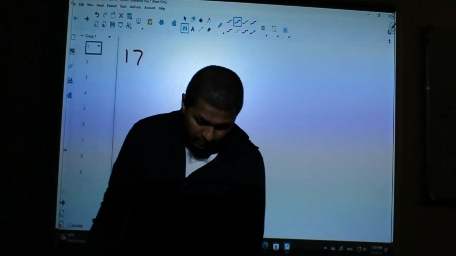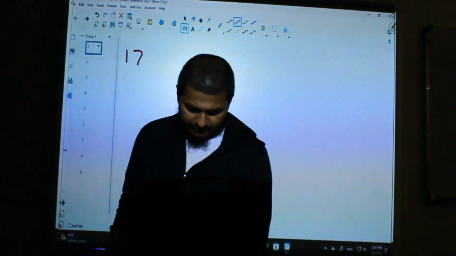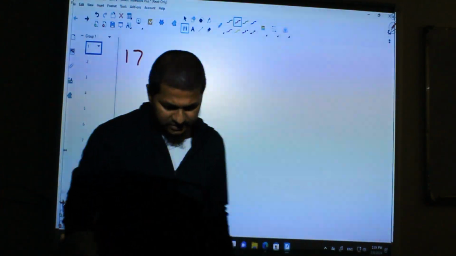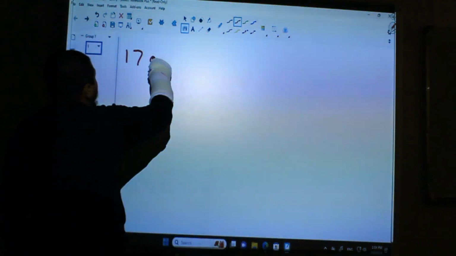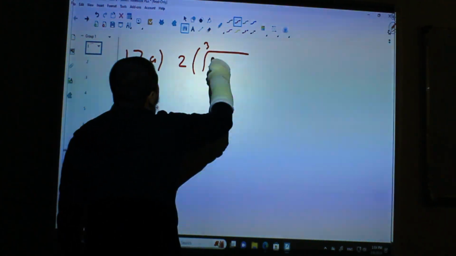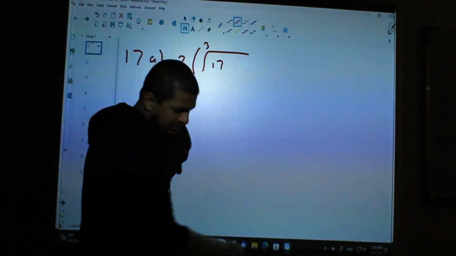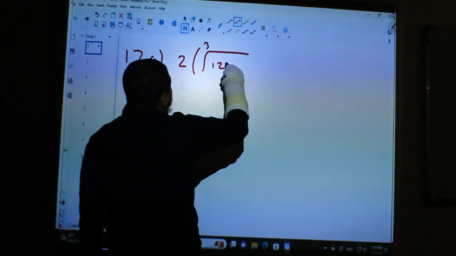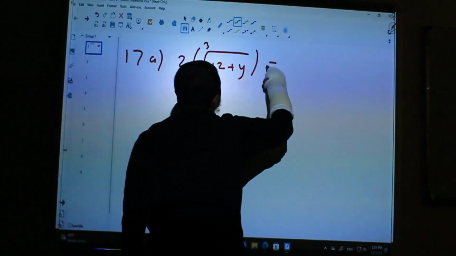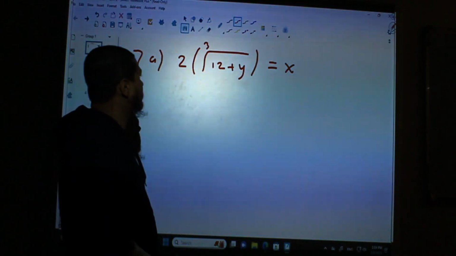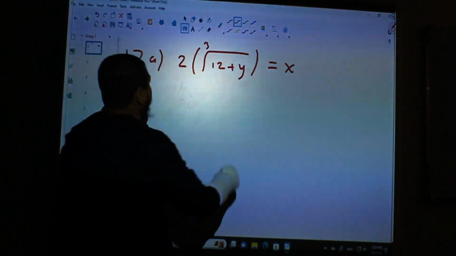Hi guys, solving question number 17a, solve for y in terms of x. So we need to solve for y, but the answer can't contain x. So let us solve this. We have 2 times the cube root of 12 plus y is equal to x. Now because we need to solve for y, the y is inside the cube root, so we need to get rid of all the other stuff.